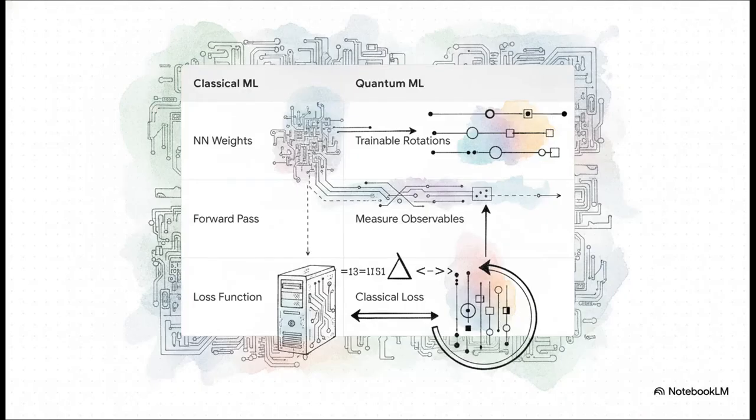Let's build a quick translation bridge between the classical and quantum ML worlds. In classical ML, you're usually tweaking neural network weights, right? Well, in QML, those weights become trainable rotations and entangling layers inside your quantum circuit. A classical forward pass translates to preparing a quantum state and measuring observables. But check out that last row, the loss function. Notice how in QML, the loss function stays entirely classical. The classical computer is the one looking at the output, figuring out how wrong the quantum circuit was, and then using classical optimization frameworks to update those quantum parameters so it can try again.